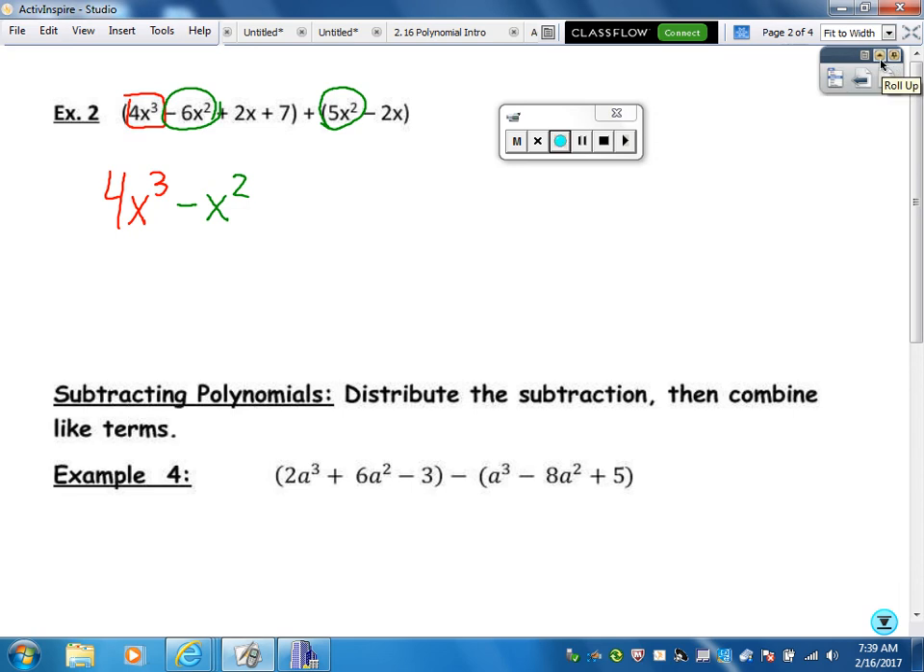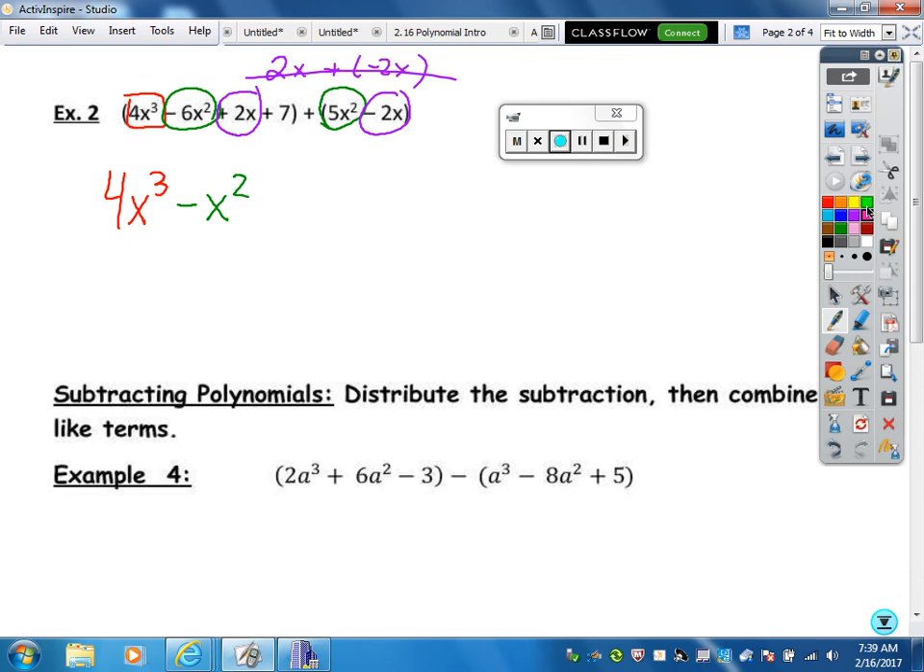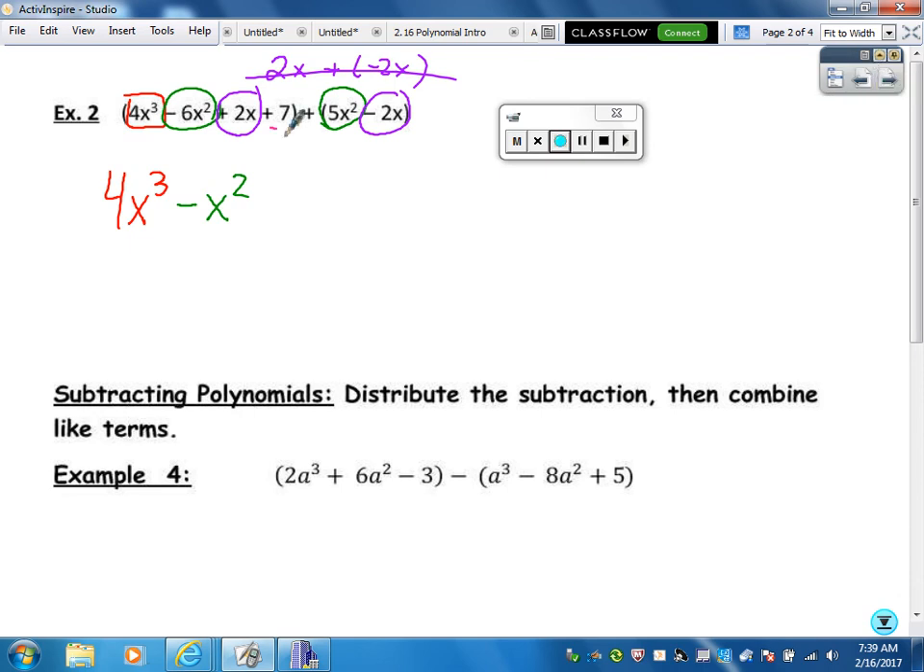Next one is a positive 2x. It's my next biggest exponent as well. And then I have a negative 2x over here. So positive 2x plus a negative 2x, just writing that up there for you. Those are going to cancel because they are opposites. They are inverses of each other. And then we have one last thing left, and that is our plus 7. So it has nothing else to go with. We've used everything, so you just got to write that at the end.